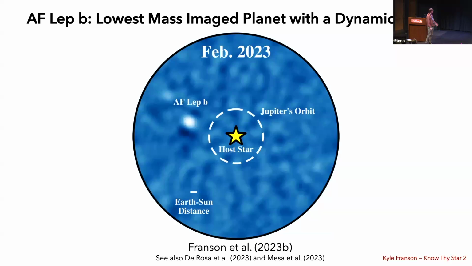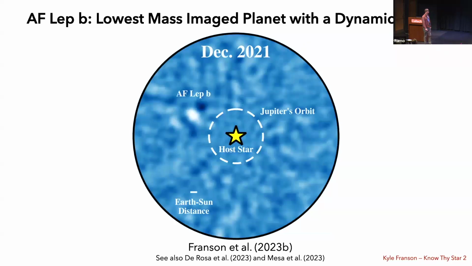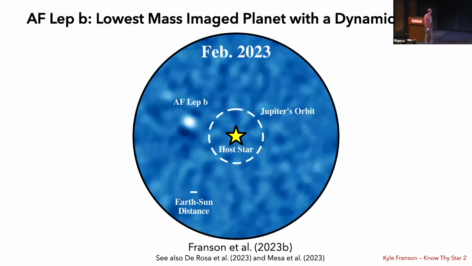We also detected orbital motion that you can see on this GIF here. I've highlighted Jupiter's orbit here just to give a sense of the scales that we're probing with this planet. The separation between AFLAP-B and its host star is very similar to the separation between Saturn and our sun.